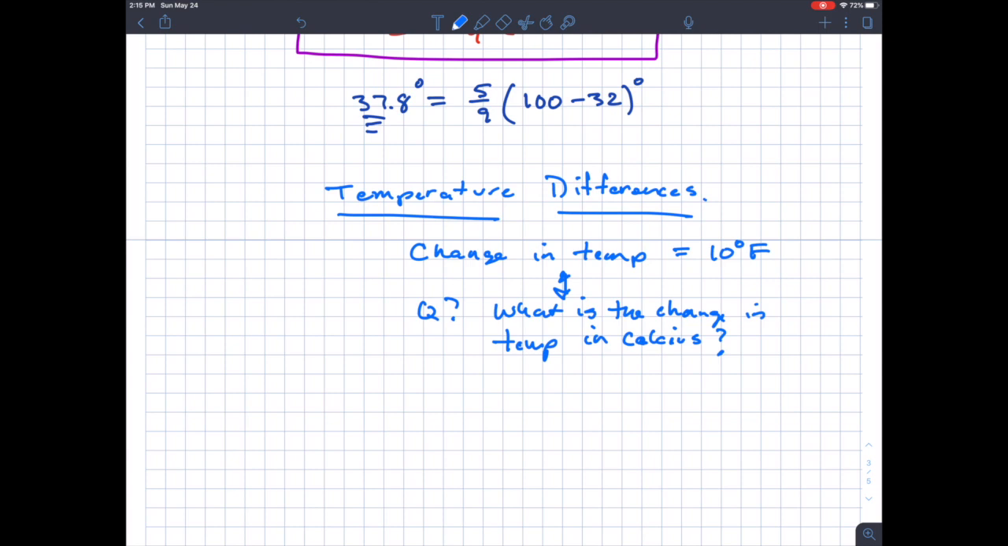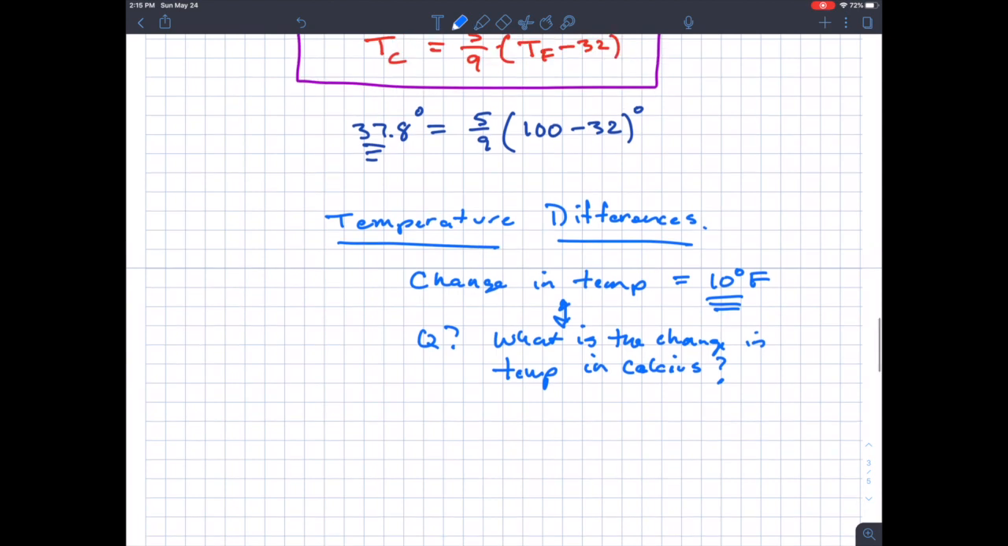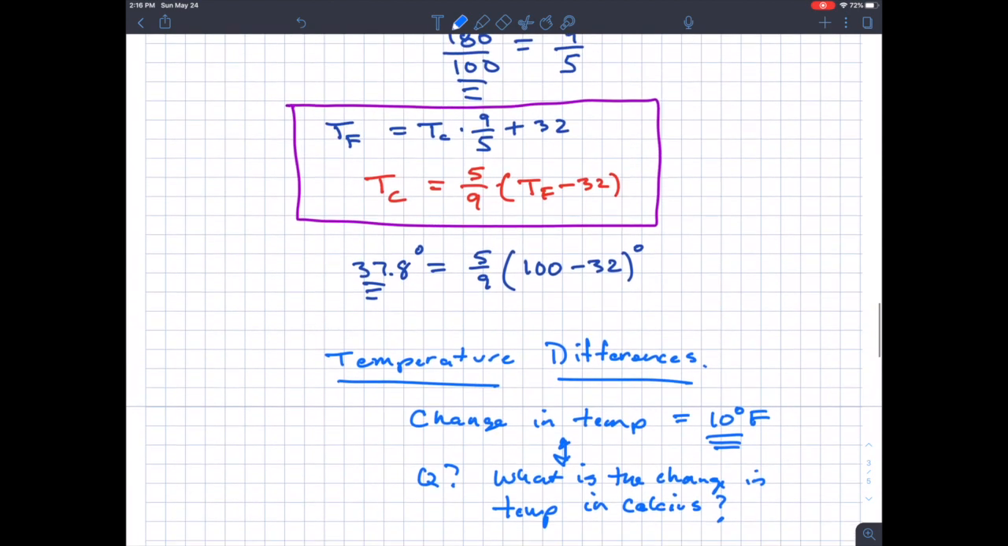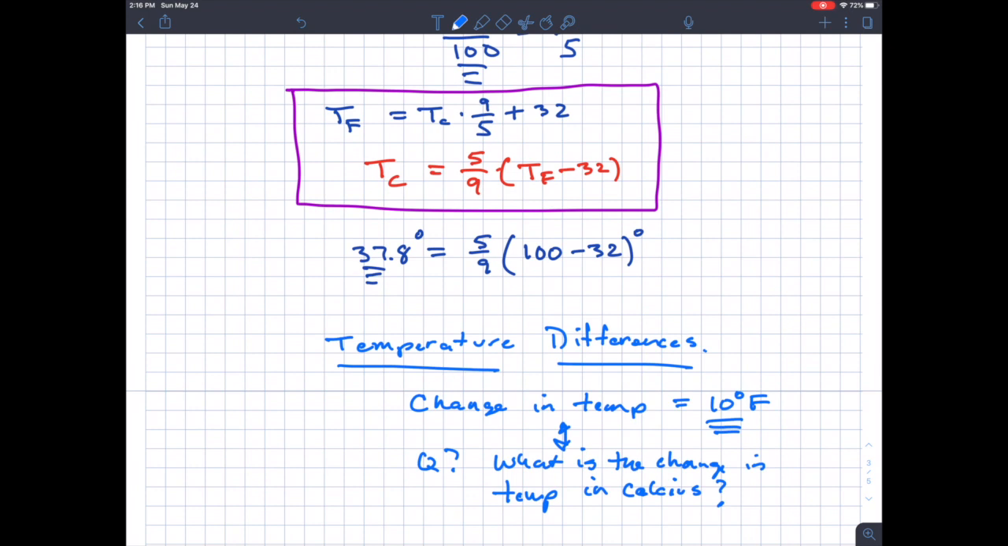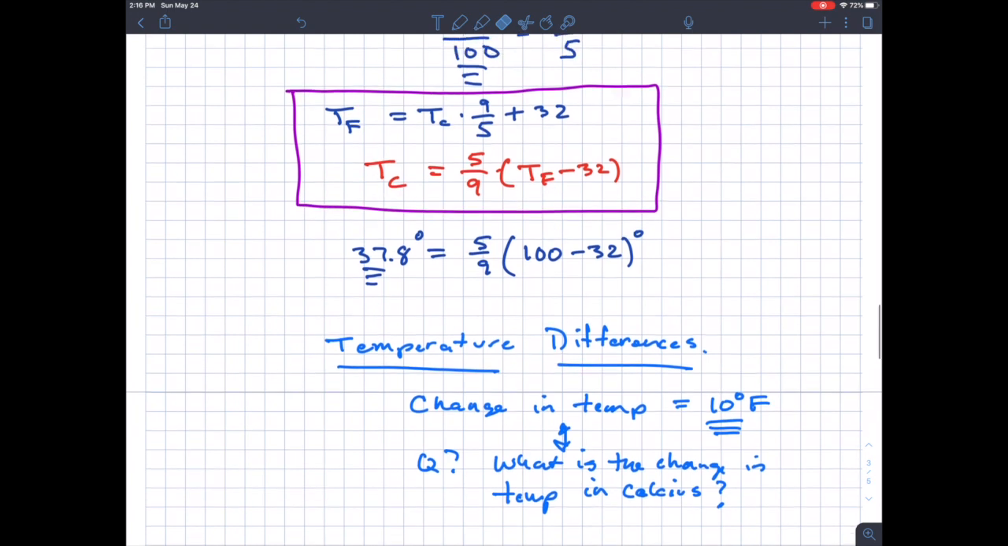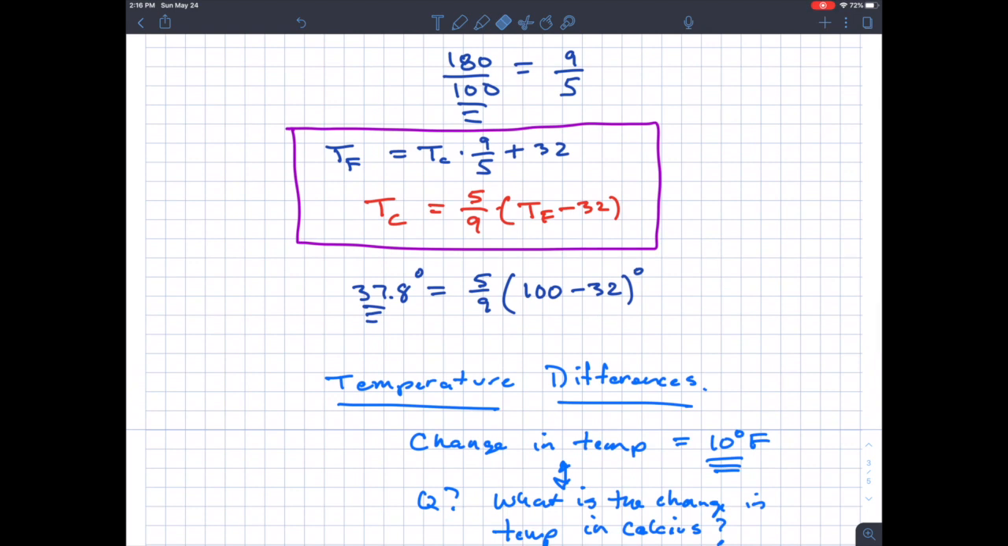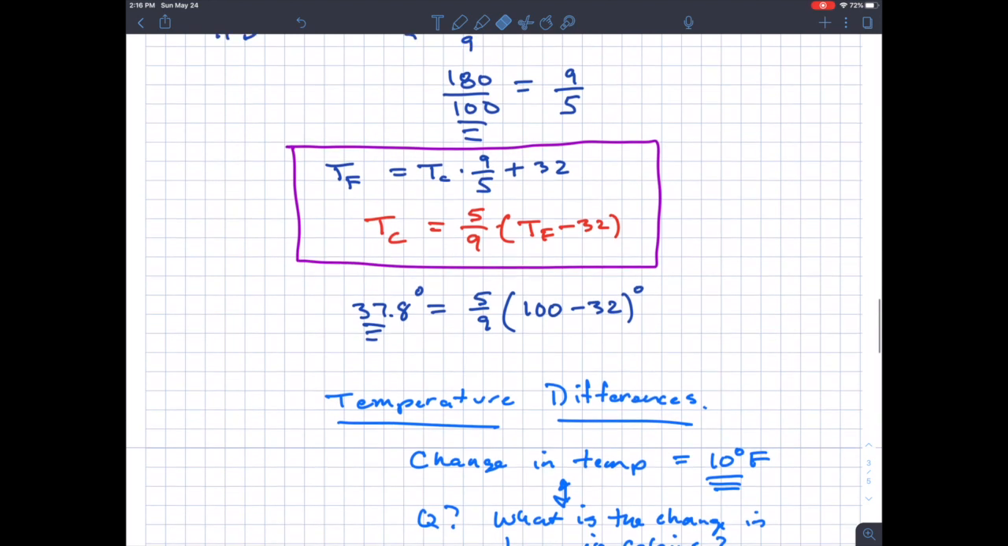Okay, so it's tempting to just plug that 10 into the formula. Plug the 10 into which direction would we go? You know, we're talking about changing from Fahrenheit to Celsius, so it's tempting to just plug the 10 into here. Okay, but that would be wrong. It turns out that whenever you do differences in temperature, the scale factor cancels in both directions. So the only thing that matters is the scaling.